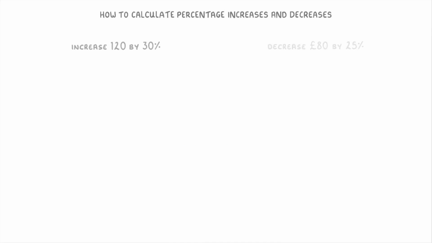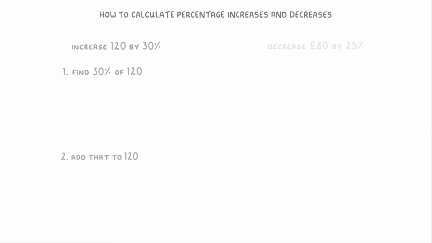So if you start with this question on the left, we're trying to increase 120 by 30%. To do this, we can think of it in two steps. First, we're going to have to find out what 30% of 120 is. And then we can add that value to the 120. We've already covered how to find the percentage of a number in our last video. So if you're not sure how to do it, then check that video out first. In this video though, I'm going to use the decimal technique.